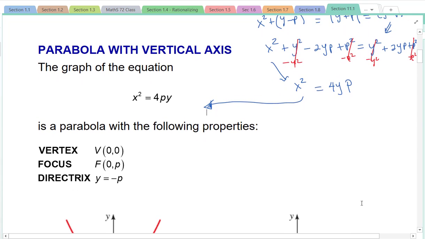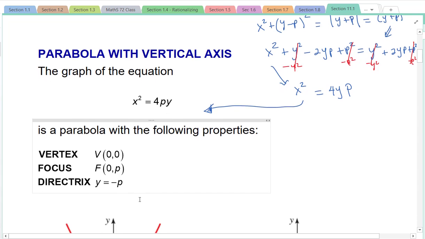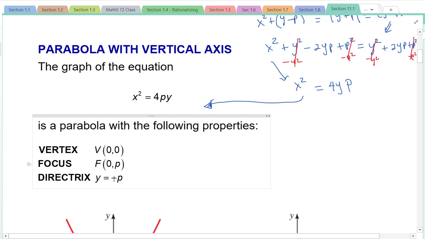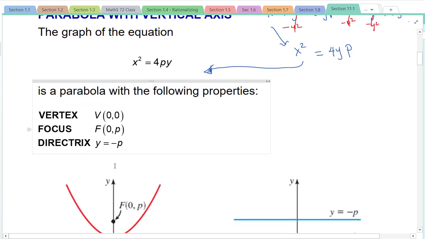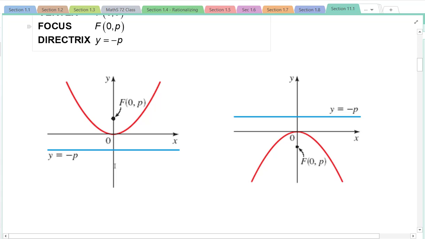This parabola then has the property that the vertex is at (0, 0). There's no shift. The focus is the point (0, p), because our vertical axis will be the y-axis, at x equals 0. And the directrix is y equals minus p. Once I know the focus, I go that distance up p, and then we go the same distance on the outside of the parabola to get the directrix. So here's a better picture. The vertical axis is the y-axis, which is the line x equals 0.